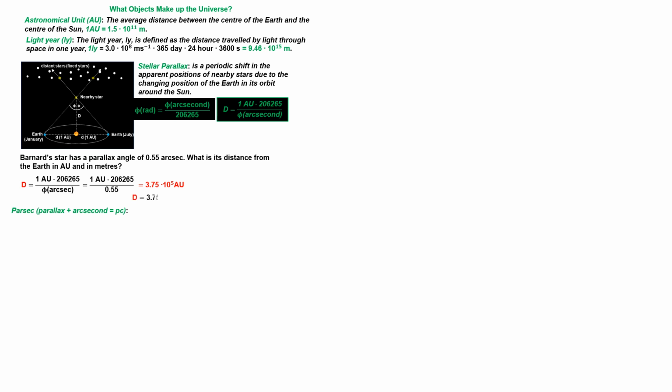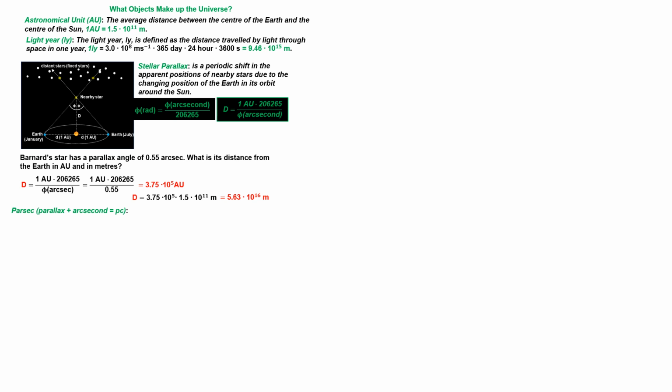We can see that the astronomical unit is a very useful unit for measuring distances within the solar system, but it's too small a unit to express the distance to stars and galaxies. Therefore, for distances between stars, astronomers use a unit called parsec.